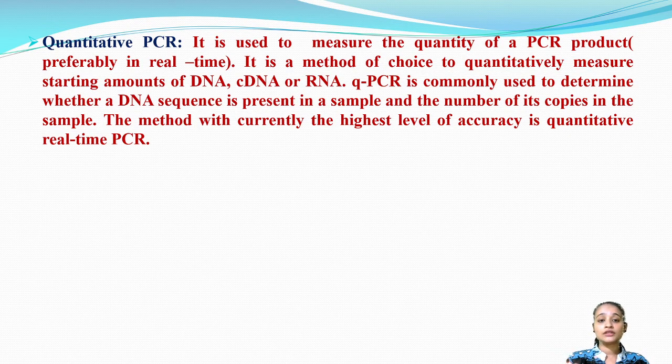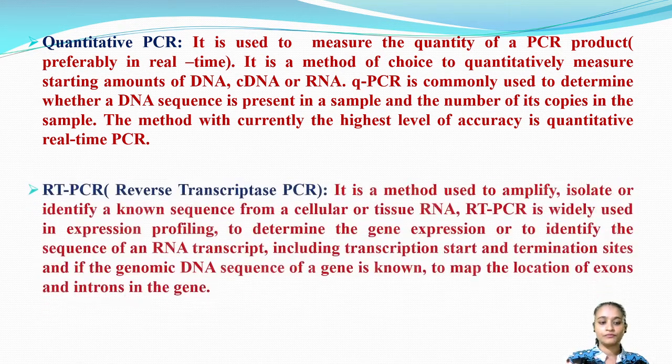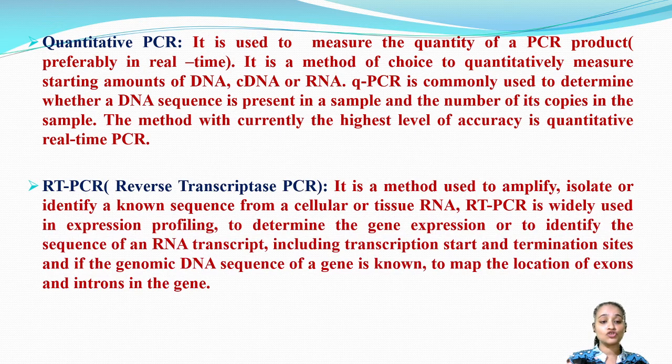So the method with currently the highest level of accuracy is quantitative real-time PCR. So in this PCR, we are knowing whether a DNA sequence is present as well as the number of copies in the sample. Now what is RT-PCR, which is also called reverse transcriptase PCR?